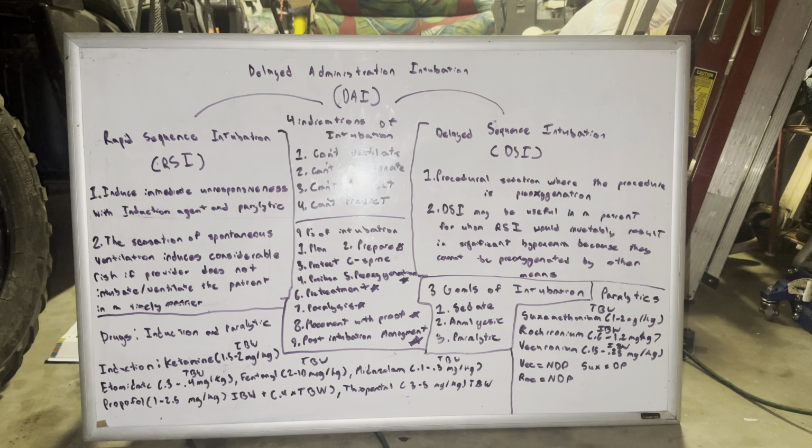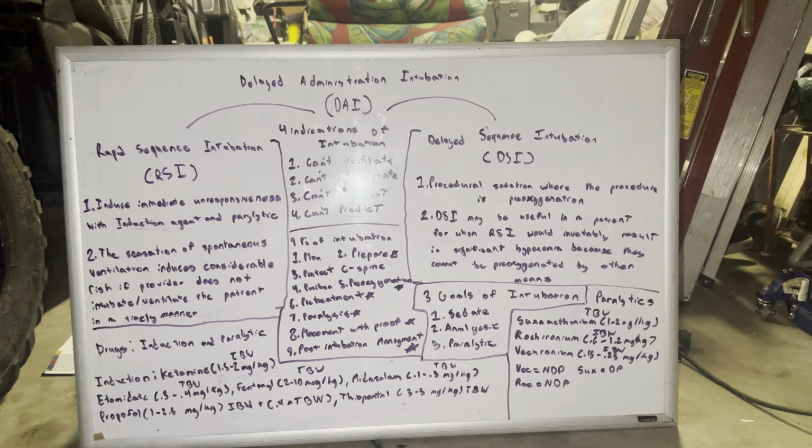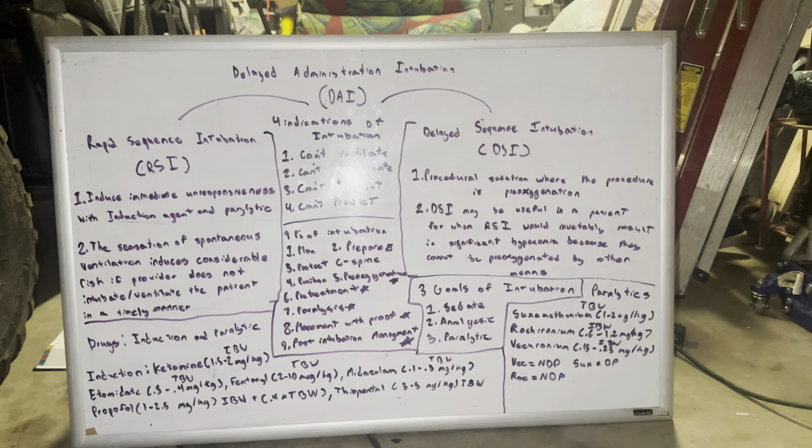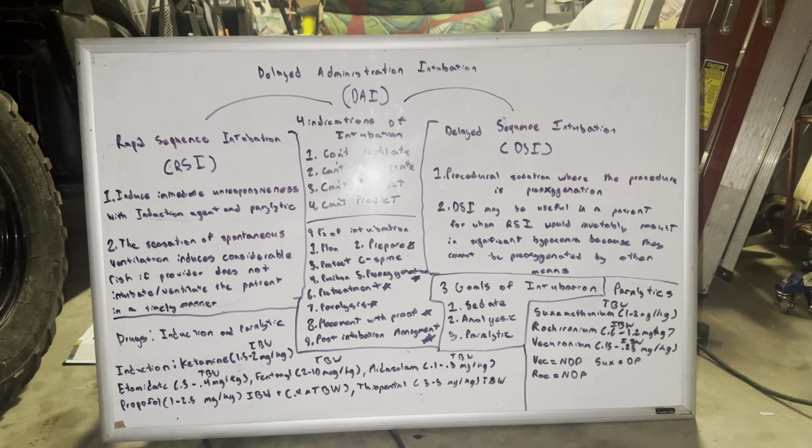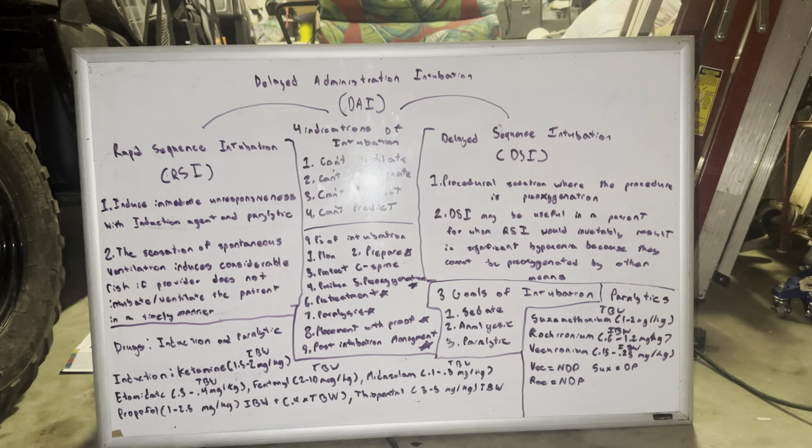Number 8 is the movement with proof. This means your first step of checking the movement of the lungs is you're going to put your stethoscope on the gastric region just to ensure there's no air down there that would cause aspiration.